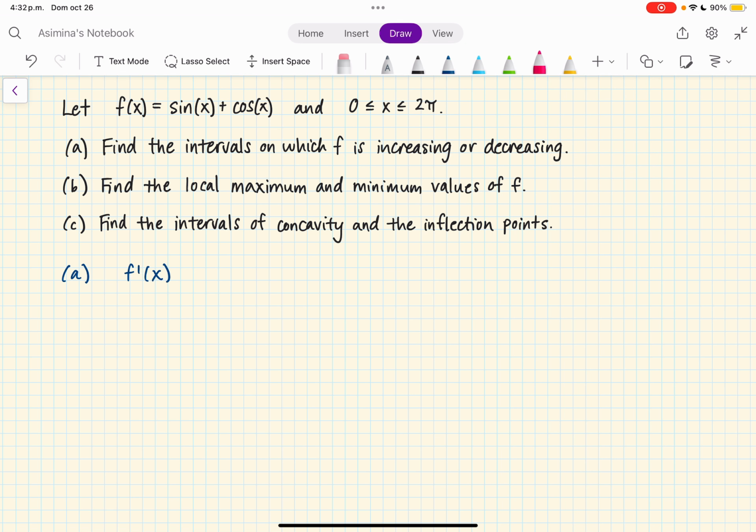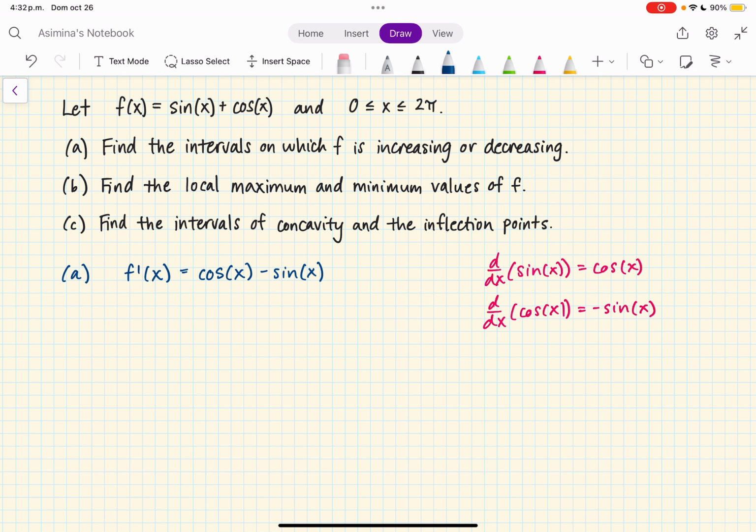First, we'll recall two things. The derivative of sine of x is cosine of x, and the derivative of cosine of x is minus sine of x. So what is the derivative of sine of x plus cosine of x? Well, that's just going to be the derivative of sine, which is cosine of x, plus the derivative of cosine, which is minus sine of x. Okay, so this is f prime of x.